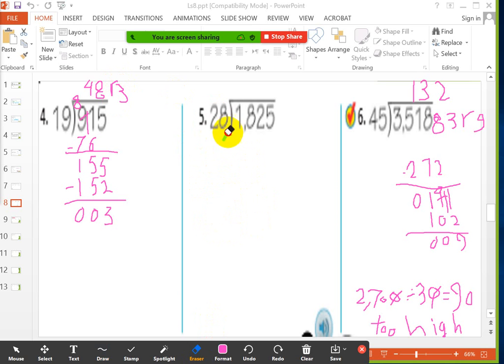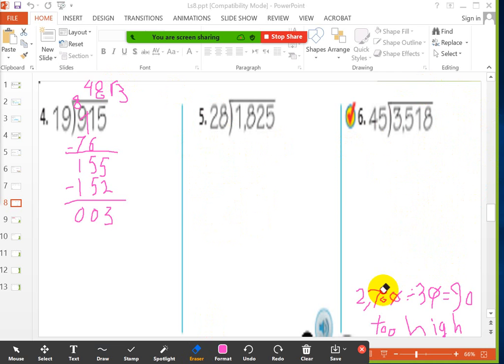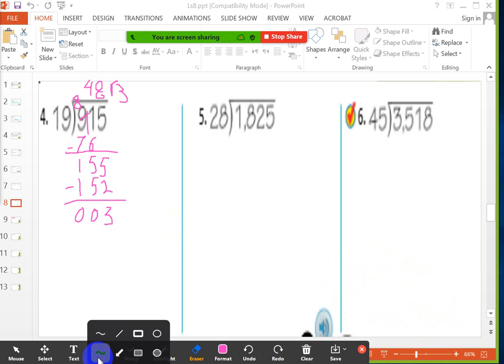I want to divide 1825 by 28. Let's find the answer. Can I divide 1 by 28? No, I can't. So what I have to do, I will take the 8. Can I divide 18 by 28? No. So I will take the 2. 182. I can divide it by 28. So the first digit in the quotient will be in the tens place.